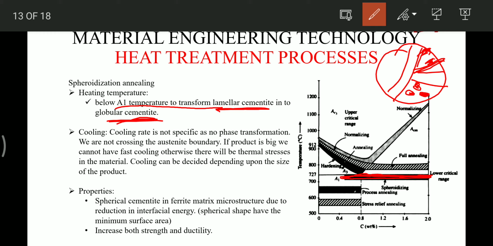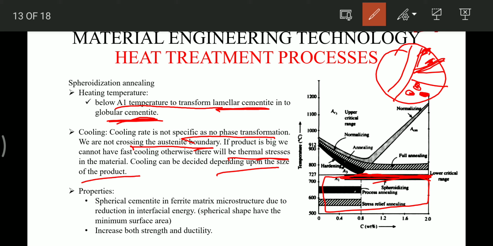Cooling rate is not specified, as no phase transformation is taking place. We are not crossing the austenite boundaries, because we are just dealing with this region, where phase transformation is not taking place. That is why cooling rate is not specified for this. But if the product is big, it should not have fast cooling, otherwise there will be thermal stresses in the material. So cooling basically depends upon the size of the product.